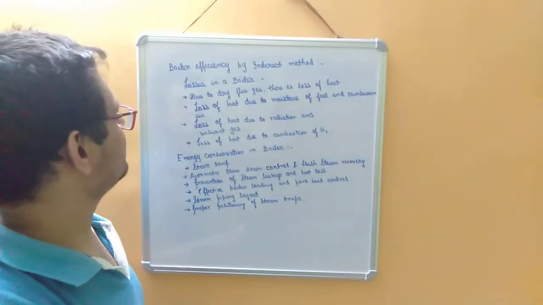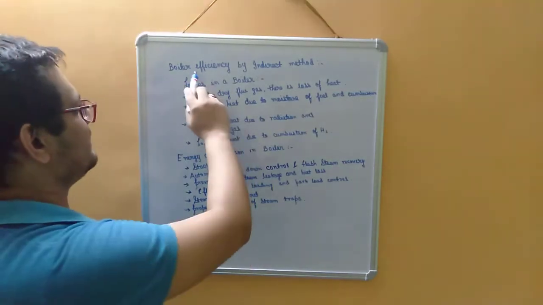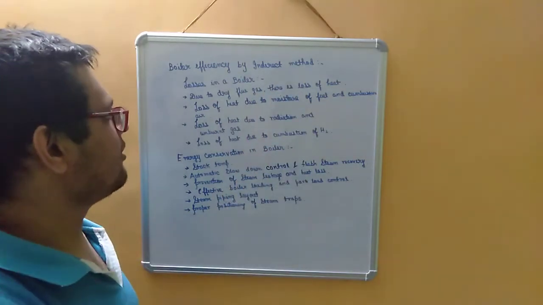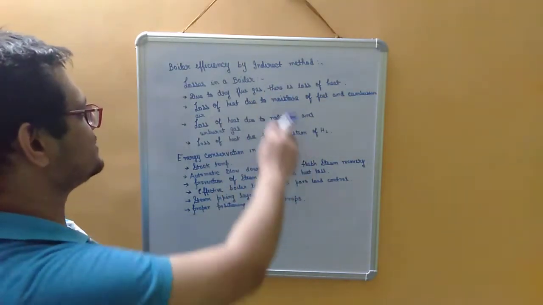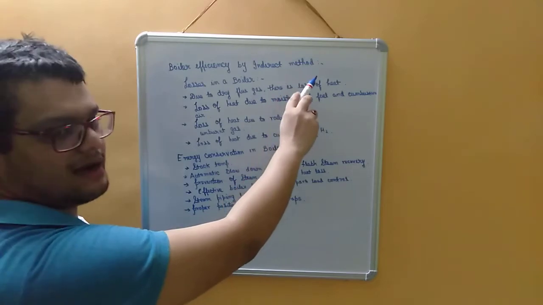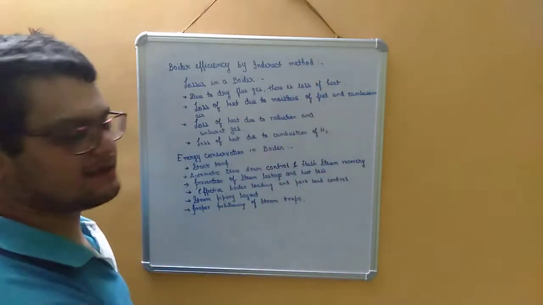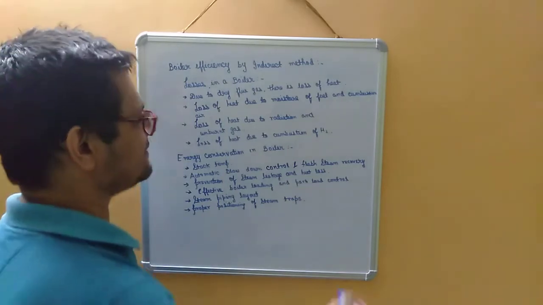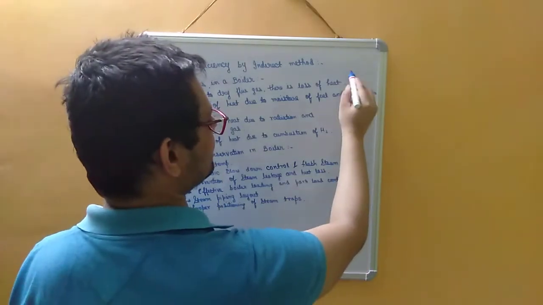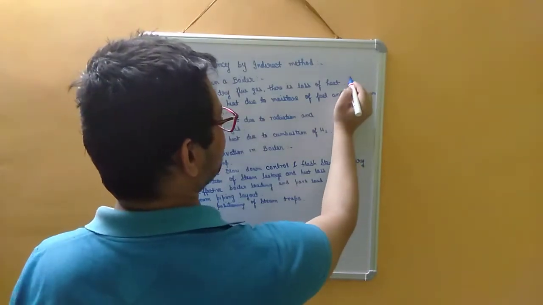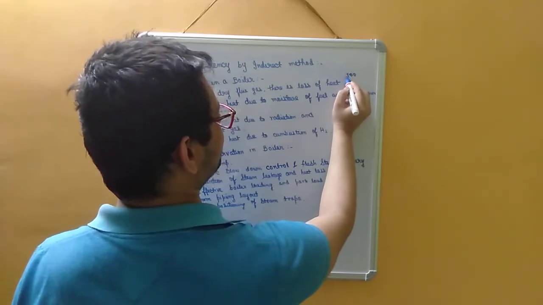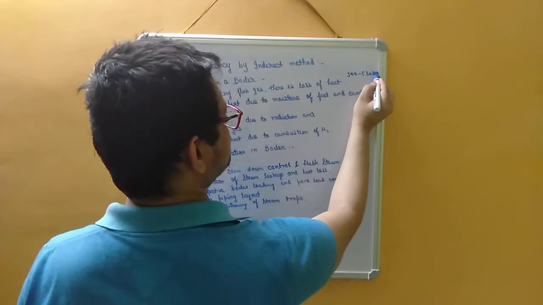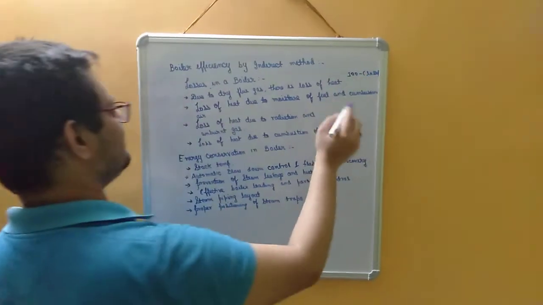So now we begin with the boiler efficiency by indirect method. For going to the calculation of the boiler efficiency by indirect method, we have to know certain things, that is the losses in the boiler. So ultimately, as we have discussed earlier, we have to determine all the losses in the boiler and then deduct them from 100, that is 100 minus losses. So that way we can calculate the efficiency.